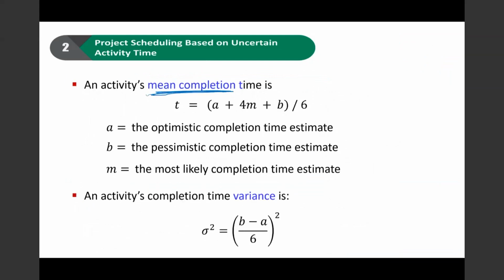Okay, the formula to use to calculate the mean completion time is T equals (A plus 4M plus B) divided by 6. A being the optimistic completion time, B being the pessimistic completion time, and M being the most likely completion time estimate. All these three timings will be given to you in the table. So then you just have to use the formula in order to find out what the mean completion time is.